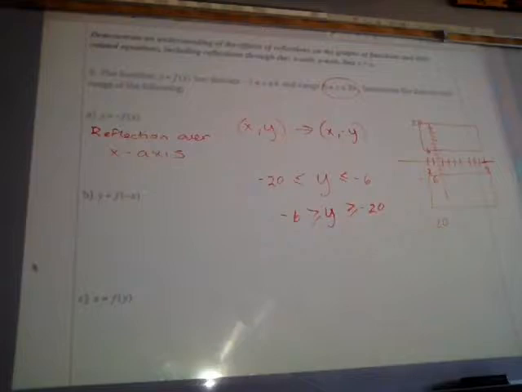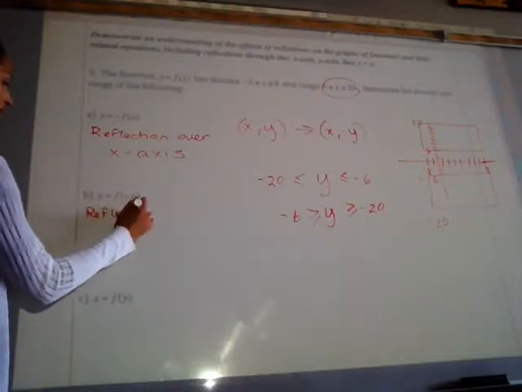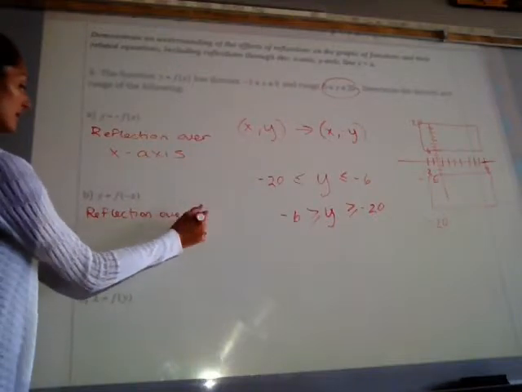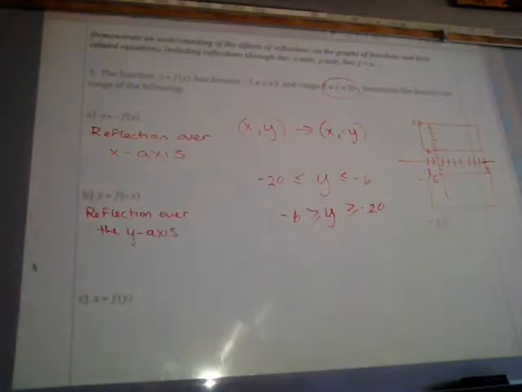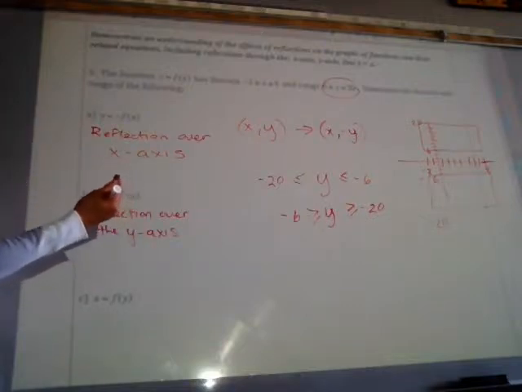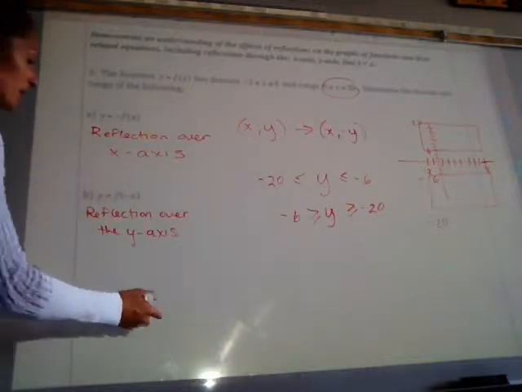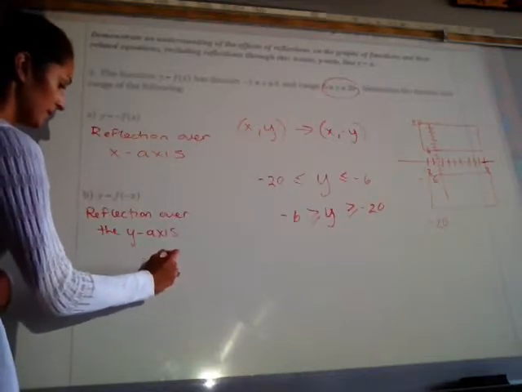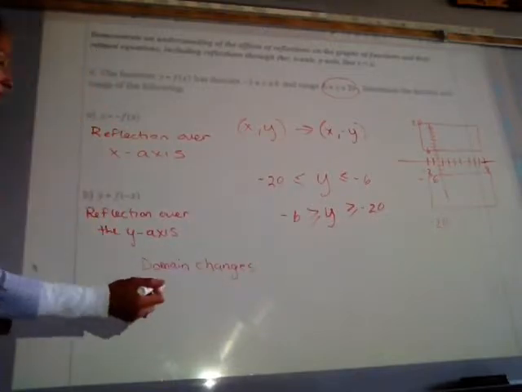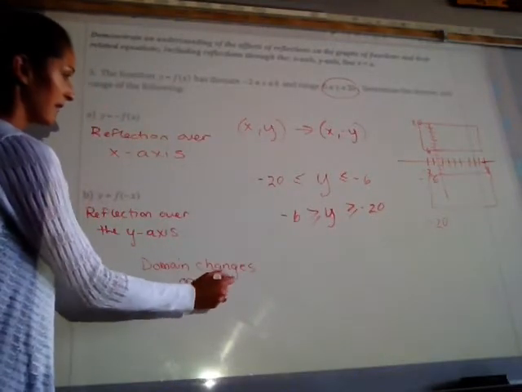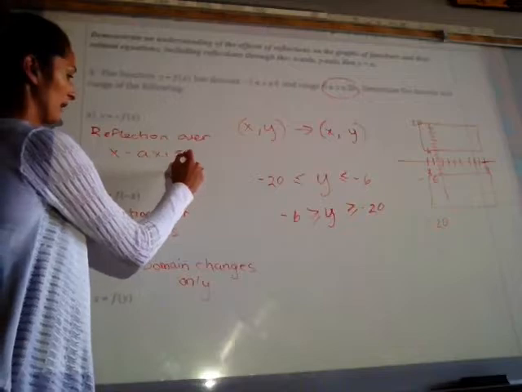Next example, y equals f of negative x. This will be a reflection over the y-axis. Will the domain change? Absolutely. Will the range change? No. We're reflecting over the y-axis, so the range will stay the same, domain will change. And if you guys want, for that first one, can you just put only the range changes?